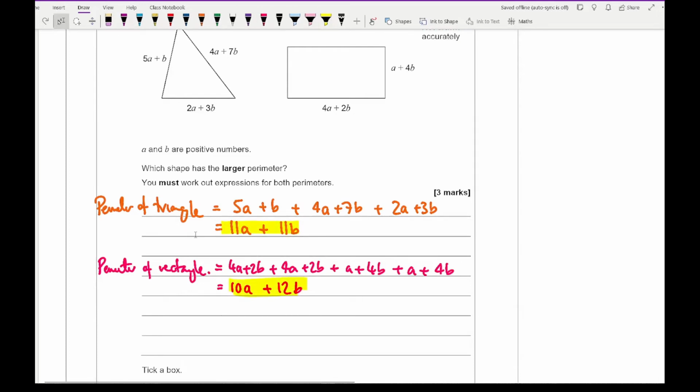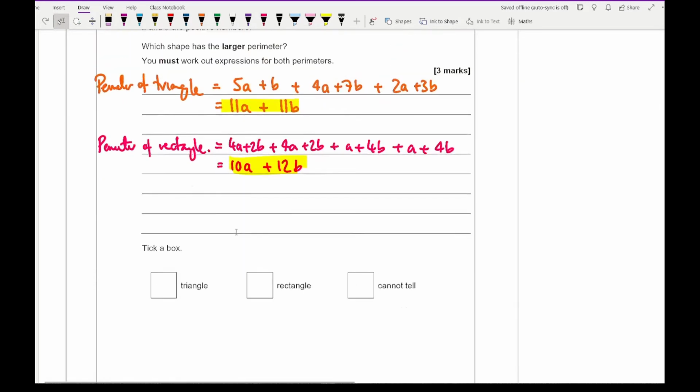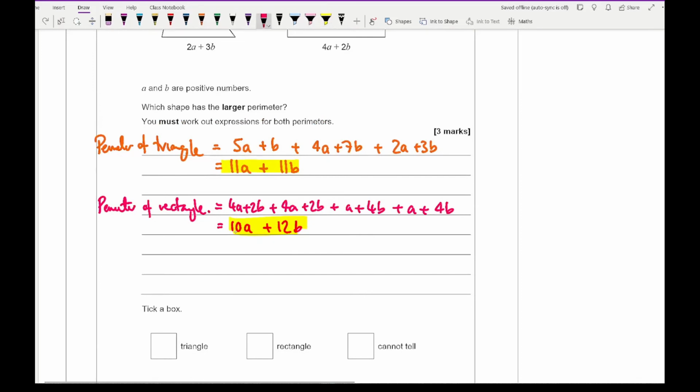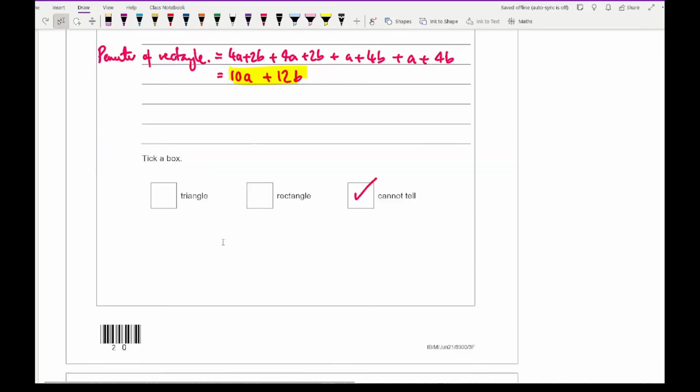Well, the problem is the perimeter of the triangle has got 11 a's, but the perimeter of the rectangle has got less a's. However, the perimeter of the triangle's got 11 b's, but the perimeter of the rectangle has got 12 b's. So without knowing the sizes of A and B and which of those two is bigger or smaller, it's difficult to determine which of those two shapes has the bigger perimeter. So for this, the option we need to tick is that we cannot tell.